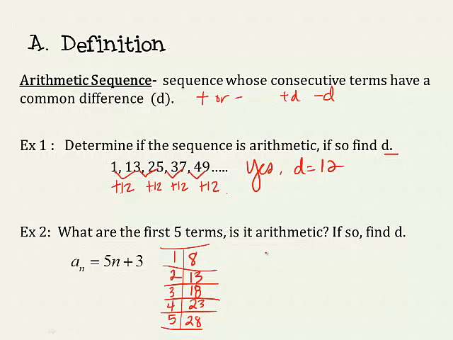And now I have my list. Now I need to decide, is it arithmetic? Well, what happened? From 8 to 13, I added 5. Added 5, added 5, added 5. So as long as this is all the same, then yes, it's arithmetic, and d equals 5. If I ended up with different values right here, then it wouldn't be arithmetic. That's all there is to it.